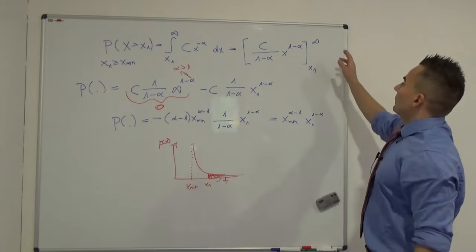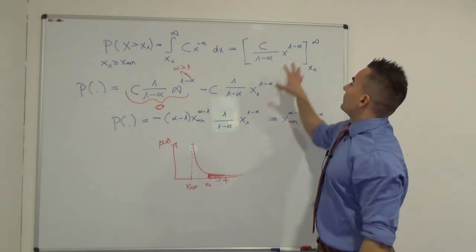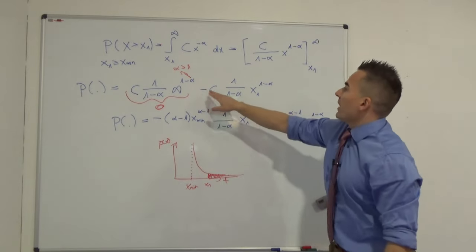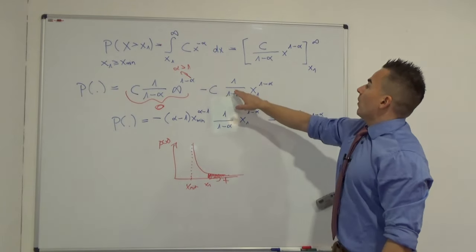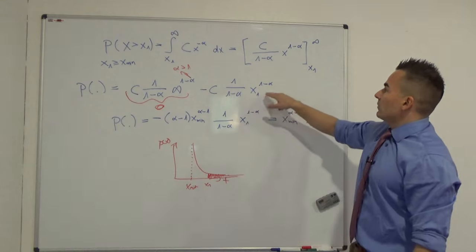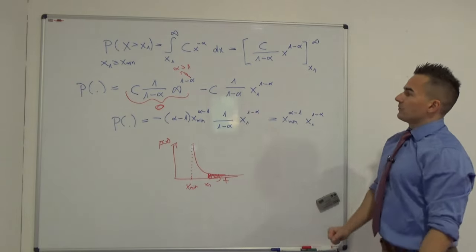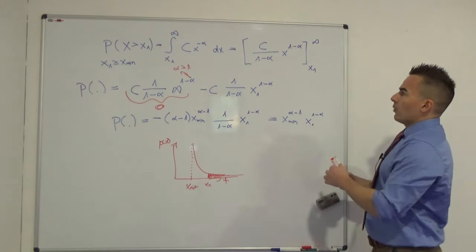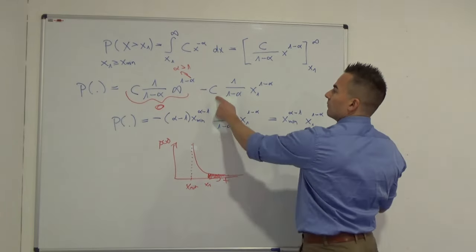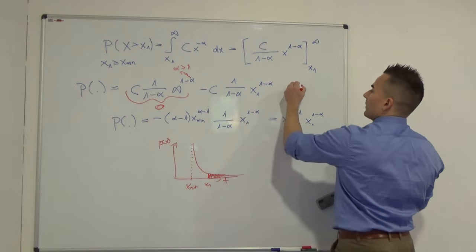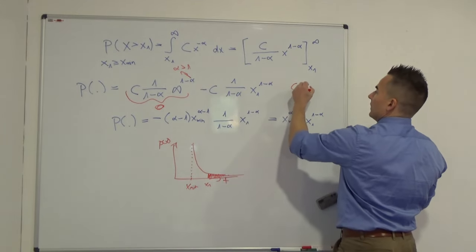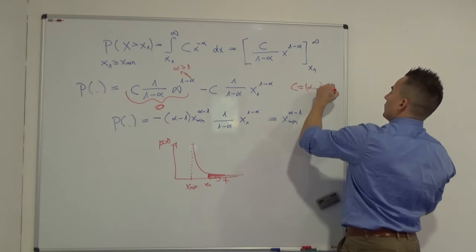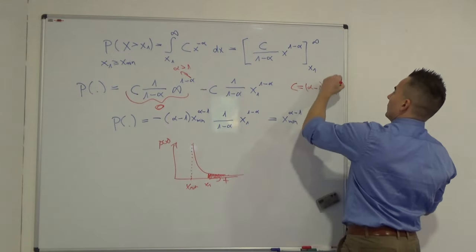And what remains is minus this expression here, plugging in x1 for x, so it's minus c over 1 minus alpha times x1 to the power of 1 minus alpha. This is what remains. And what we can do is plug in c, what it is. We remember that c is what? C is alpha minus 1 times x minimum to the power of alpha minus 1.